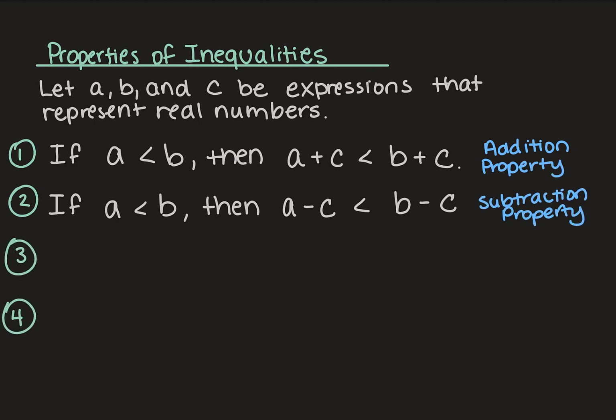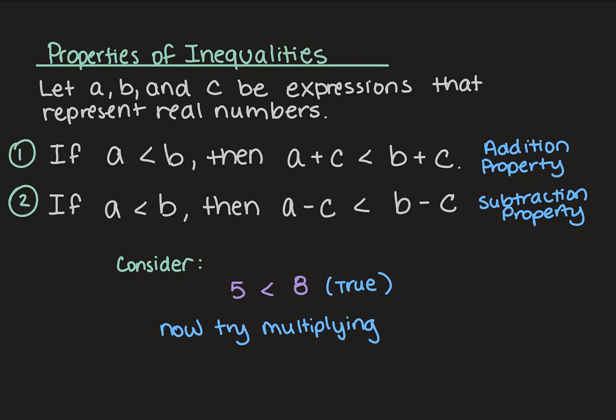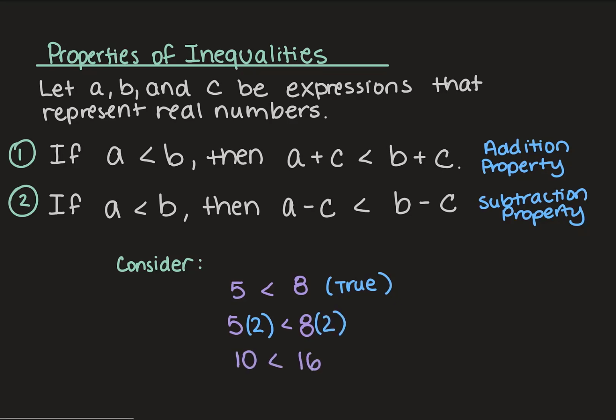We're also going to have a multiplication and division property for inequalities, but we're going to need to be careful with these. So let's consider the following example. If we have 5 is less than 8, which is a true statement, let's try multiplying both sides by 2. We have 5 times 2 is less than 8 times 2, which simplifies to 10 is less than 16, which is still true. So this works.